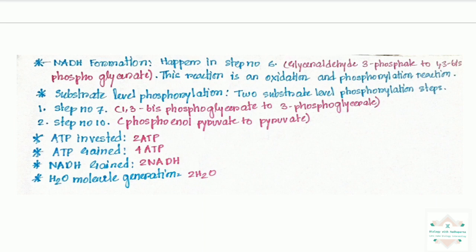Next one is substrate level phosphorylation. There are a total of 2 substrate level phosphorylation reactions in this whole glycolysis pathway. The first one is step number 7, where 1,3-bisphosphoglycerate is converted into 3-phosphoglycerate, and step number 10, where phosphoenol pyruvate is converted to pyruvate. So overall, 2 ATP are invested, 4 ATP are gained, 2 NADH are gained, and 2 H2O molecules are generated. So these are some important points of glycolysis.